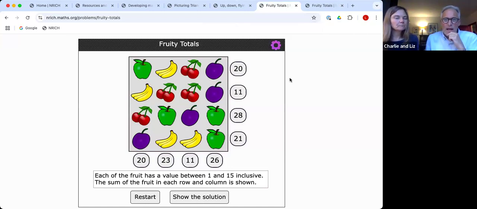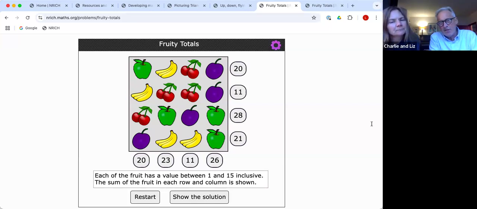Okay, so there are apples, bananas, cherries, and what looks like plums, but they're supposed to be damsons because it's supposed to be A, B, C, and D. But let's call them plums. The idea is that they've got some value, between 1 and 15. If you add the value of the four fruits in each column, it tells you at the bottom what the total is, and on each row what the row total is. What you're trying to find out is the value of the apples, the bananas, the cherries and the plums.